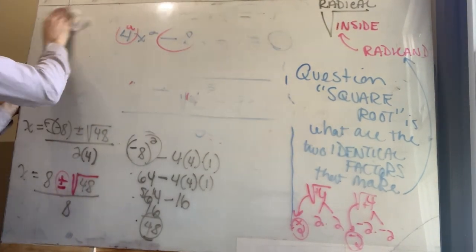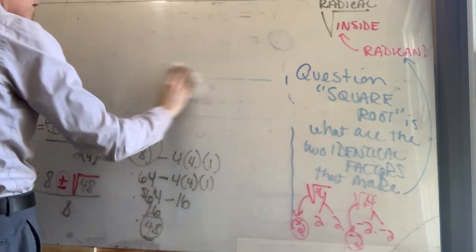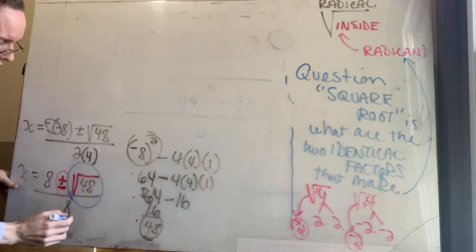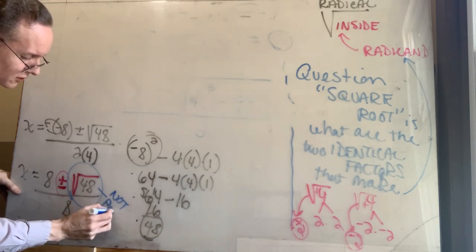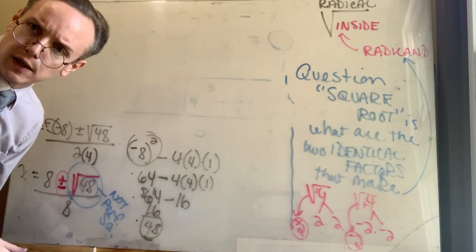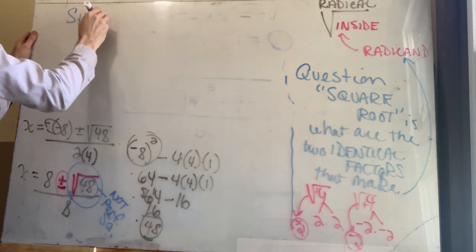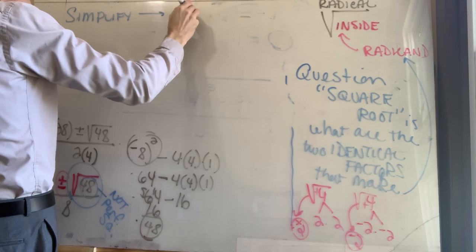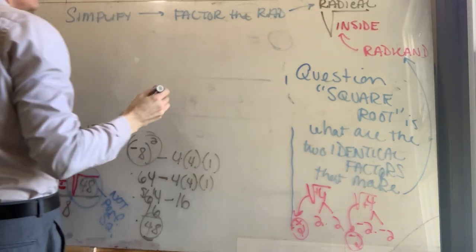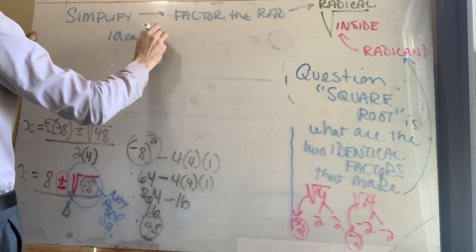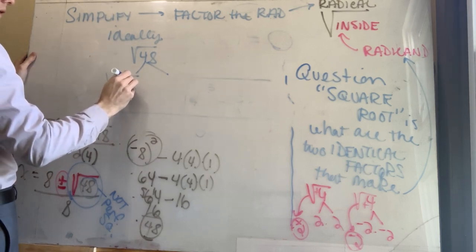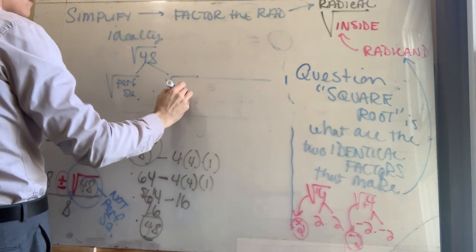You factor it. If you wanted to factor a radical, since this square root of 48 is not a perfect square, meaning the number 48 specifically, it's not going to escape the radical entirely. So what you can do is simplify. How do you simplify? By factoring the radical. Ideally, this is what you do. You take that 48, or whatever is sitting there, and you break it up into a perfect square, and then maybe some leftover.